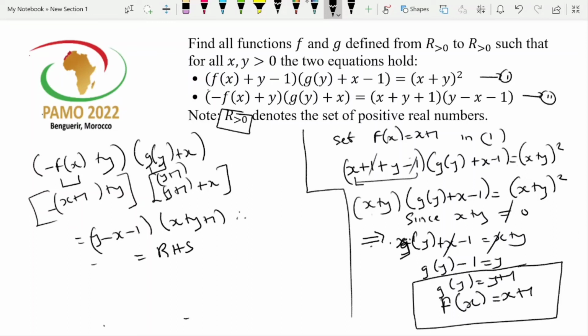So therefore the only solutions are f of x equals x plus 1, g of x equals x plus 1, or g of whatever variable you use. The variable doesn't really matter, you just know what the function is. And we verified that they work. So with that, we've come to the end of this problem solving session.